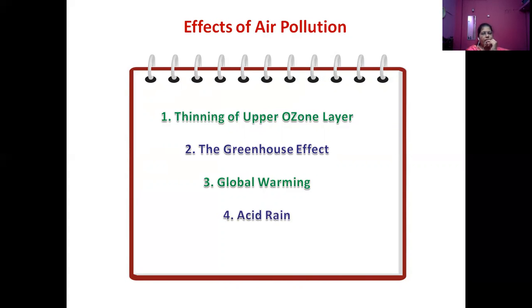Then finally, acid rain. As we all know, the CO2 and SO2, SO3 concentration in the atmosphere is increasing day by day due to industry pollution and vehicle exhaust. It can get attached to the rain and cause acid rain, which is very harmful to plants as well as to us. We will see all this in detail in the next lecture.